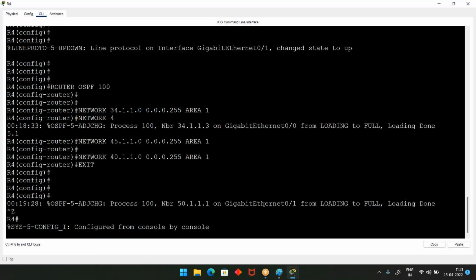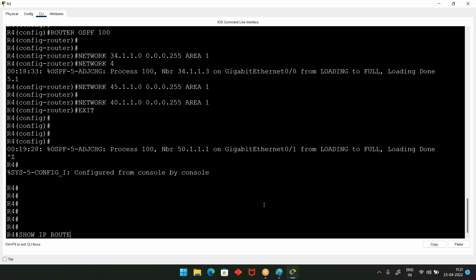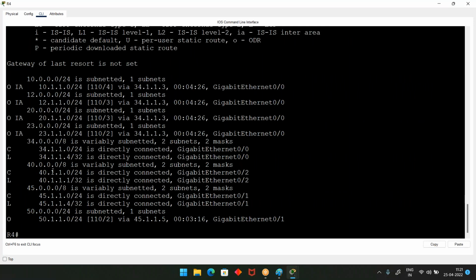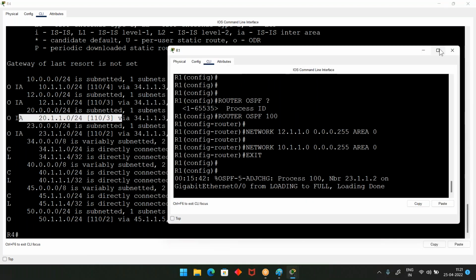Show IP route here. You can check this. In R4 I can also see 10.1.1.0 as well as 21.1.0. Let's go to R1 as well.